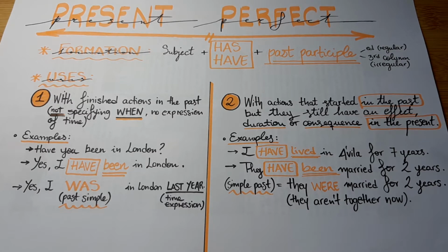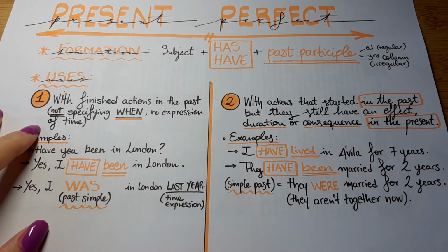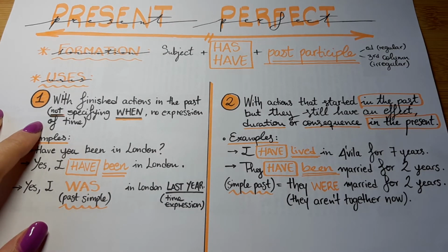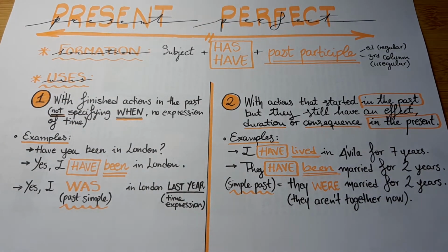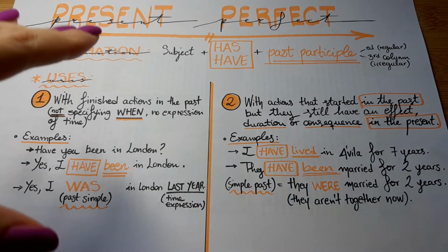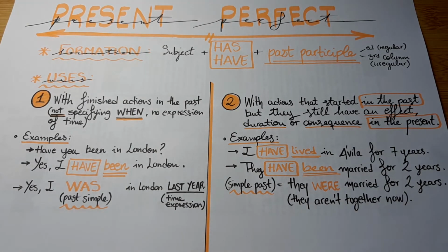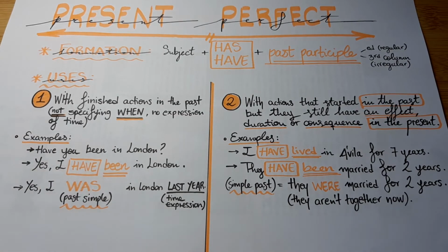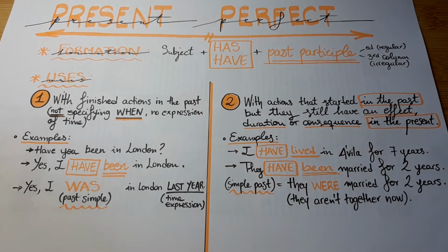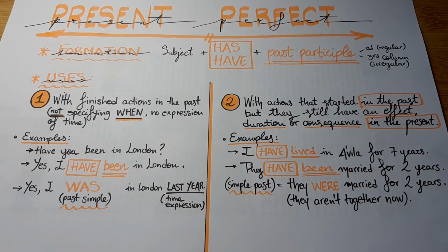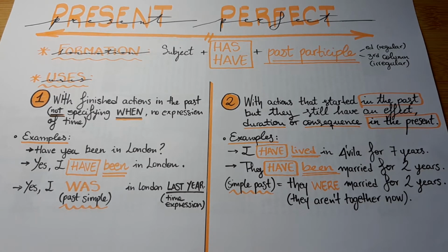So, what is the difference? The difference is that in these cases, we don't specify when they happened or when they were finished. We have no expressions of time, okay? Let's have a look at the examples. Have you been in London? ¿Has estado en Londres? Yes, I have been in London. So we say the same in Spanish. Sí, he estado en Londres. But you don't say when, okay? Sí, he estado en Londres.